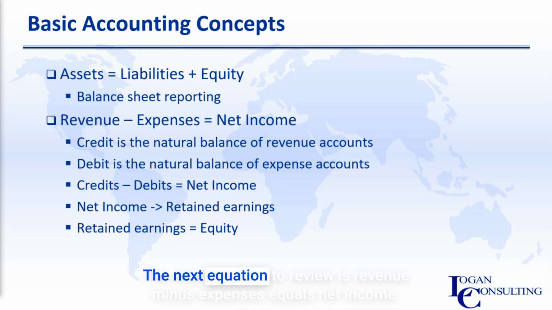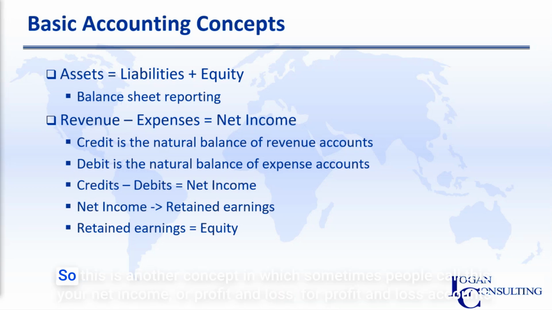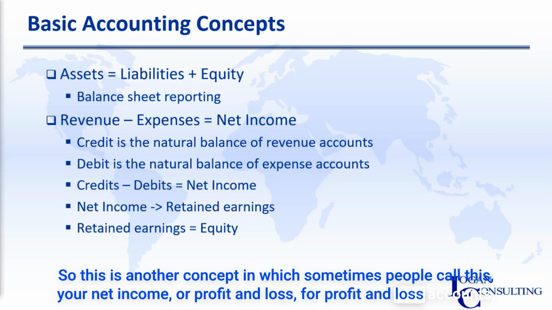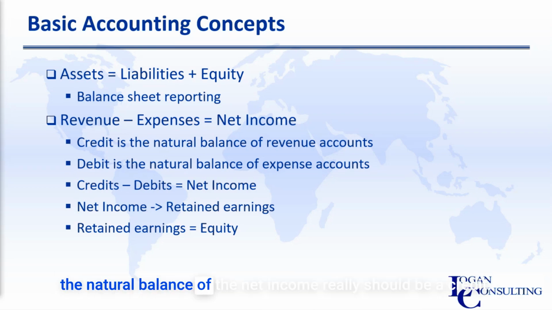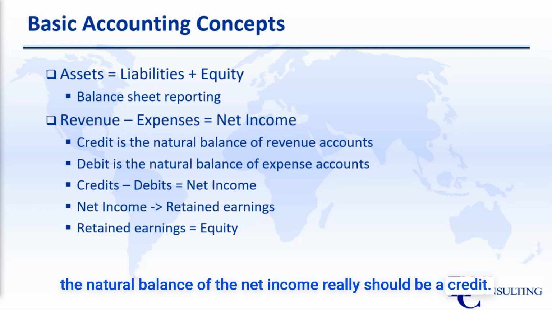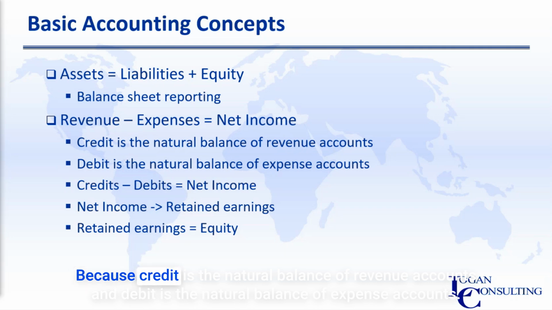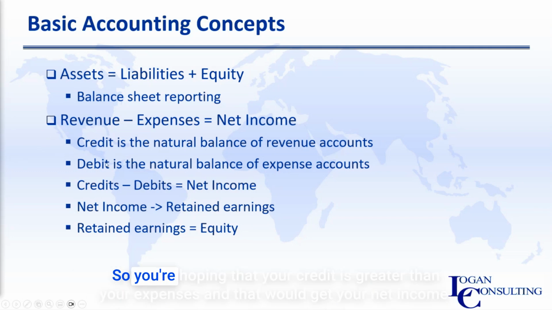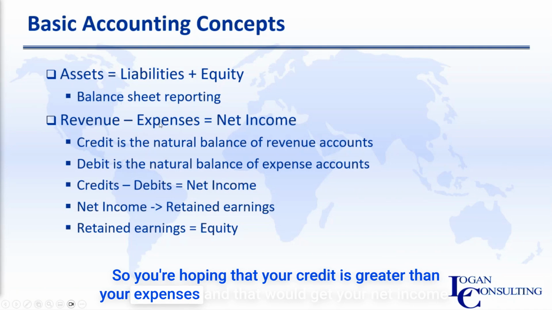The next equation to review is revenue minus expenses equals net income. Sometimes people call this your net income or profit and loss. For profit and loss accounts, the natural balance of the net income should be a credit, because credit is the natural balance of revenue accounts and debit is the natural balance of expense accounts. So you're hoping that your credit is greater than your expenses, and that would give you your net income.